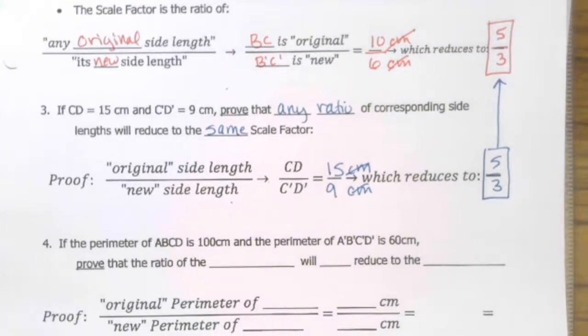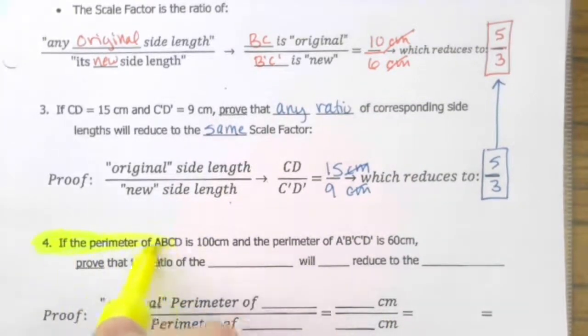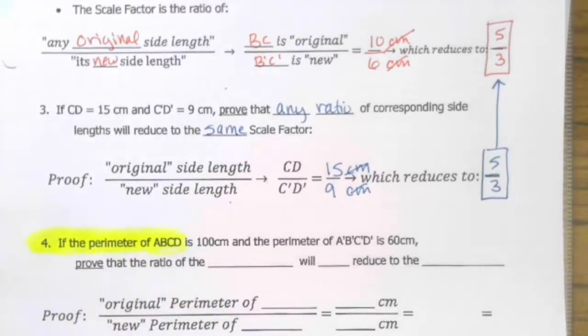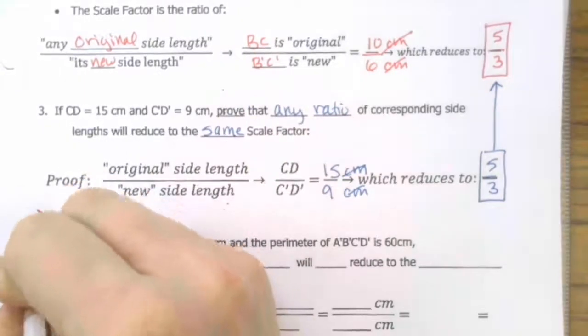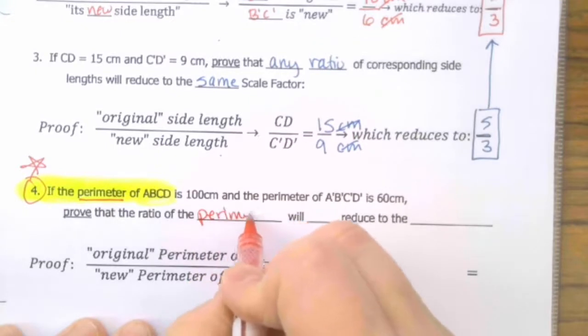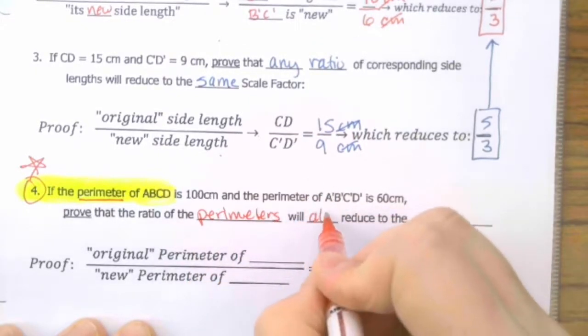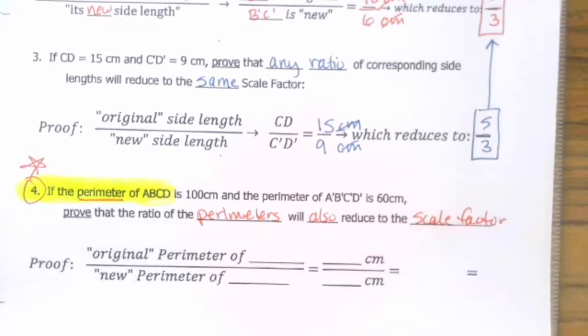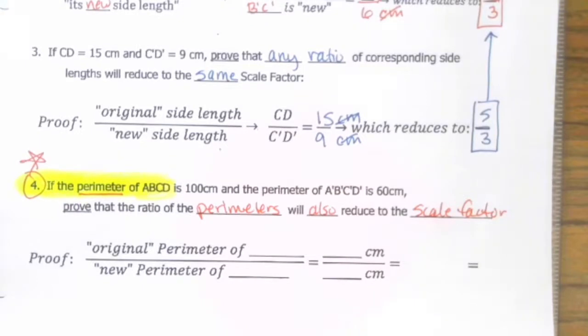All right. I'm going to put a big star on this one because this is its own. It's not really a theorem, but it is informational. Big star. If the perimeter, we're talking all the way around, perimeter of ABCD is 100 centimeters, and the perimeter of A prime, B prime, C prime, D prime is 60 centimeters, prove that the ratio of the perimeters will also reduce to the scale factor. Right now we know that the sides do, but what about the perimeters?